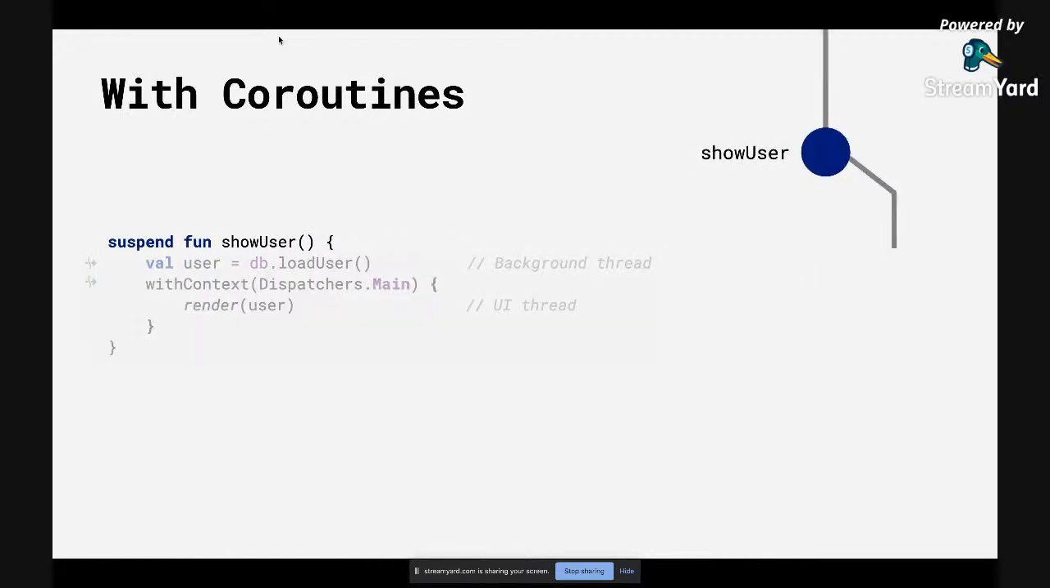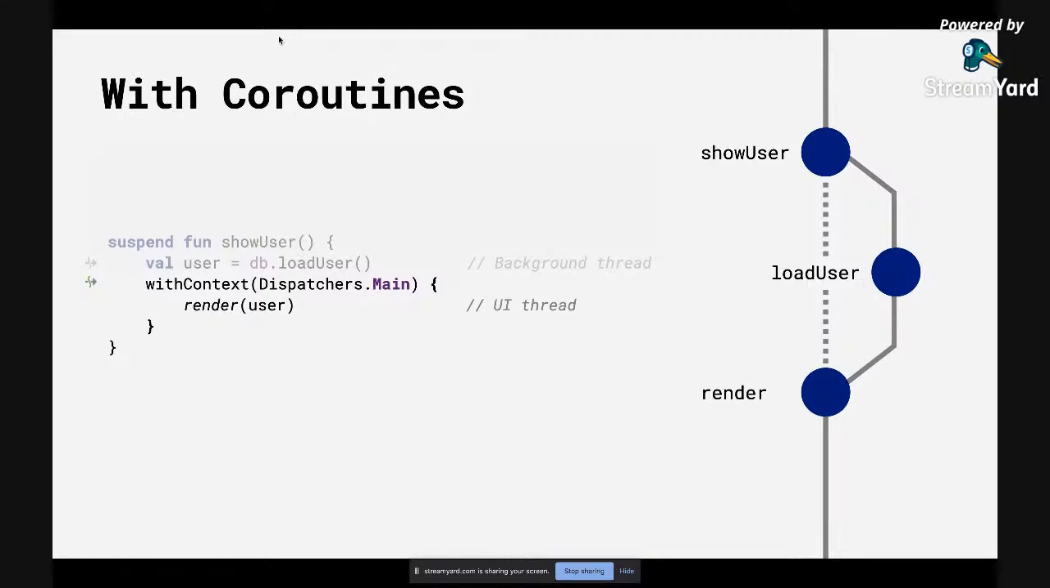Let's look at how it will work internally. We start by calling the show user function. Since it's marked as suspend, it will automatically switch to the background thread, or the thread which you specified while launching the coroutine. Then the user will be loaded from the database on this different thread, while the main thread continues to go ahead without waiting for anything. That is, it is not freezing or blocking the user experience. When the data is loaded, it will switch back to the main thread because of the withContext function, and then call the render function on the main thread and display the data.